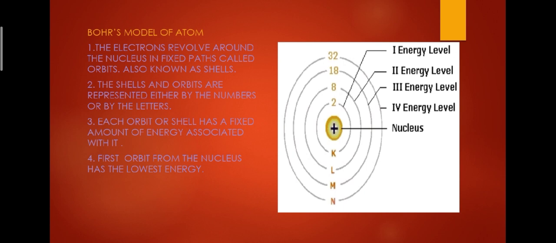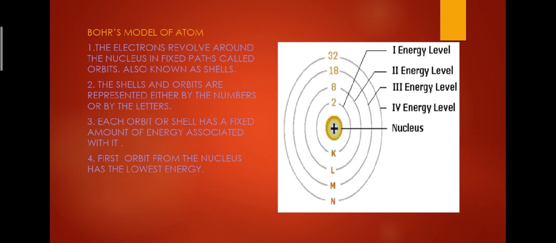Now the features of Bohr's atomic model are: the electrons revolve around the nucleus in fixed paths called orbits, also known as shells. Here you can see energy levels are given, which are called shells. They can be represented as K, L, M, N or as 1, 2, 3, 4. The shells or orbits are represented either by number n equal to 1, 2, 3, 4 or by the letters K, L, M, N, beginning from the innermost shell.